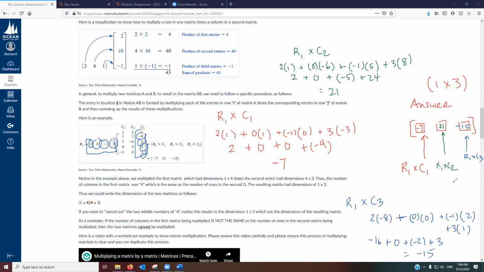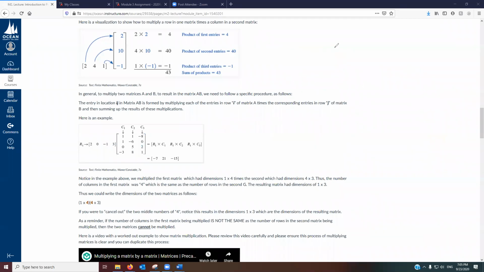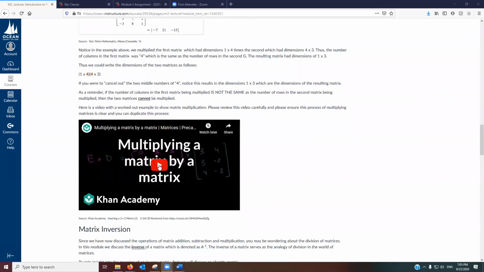Okay, so this is the setup for multiplying matrices together. It's a little complicated until you get the pattern. And once you get the patterns down, it's really just basically simple multiplication. Folks, please watch a video on this. So if I come down here, here's a good Khan Academy video on doing the multiplication. There's also some examples worked out in the textbook, okay?